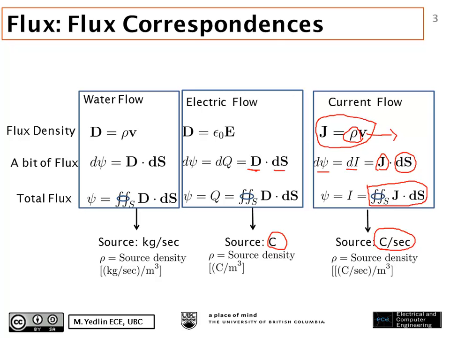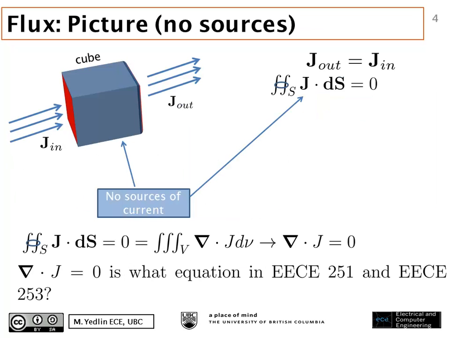Now let's look at a picture. To understand better, let's look at our famous little cube, and we'll look at some current density flowing in, J in, and current density flowing out, J out. It's a flux density. In this case, I'll say that J out is equal to J in, and in that case, the net flux through this cube is equal to 0.